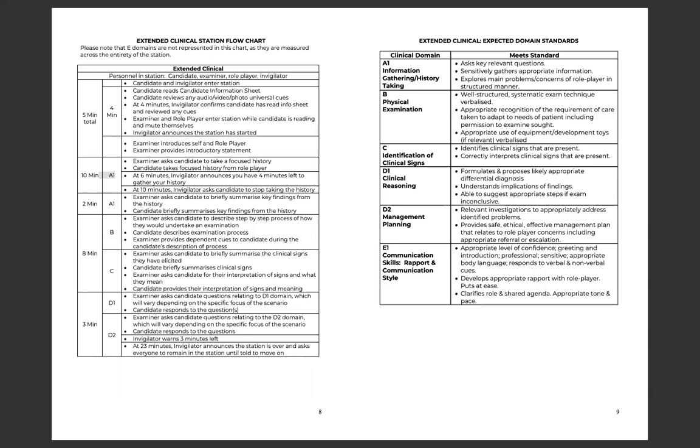In that also, the examiner asks the candidates to describe step-by-step process of how they would undertake the examination. Then the candidate describes the examination process. Examiner provides dependent cues to the candidate during the candidate's description process. For example, if you say that I want to auscultate the chest, he will give you the findings on auscultation of chest. So examiner asks candidate to briefly summarize the clinical signs they have elicited. All these will take place in these 8 minutes only, and there won't be any warning bell here.